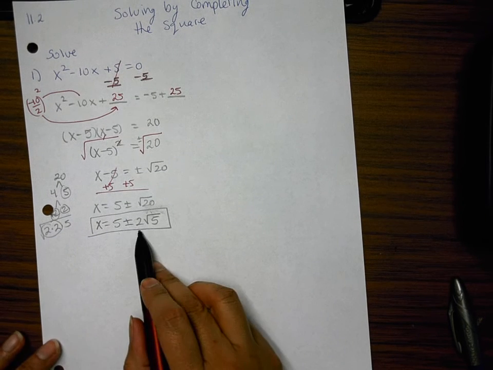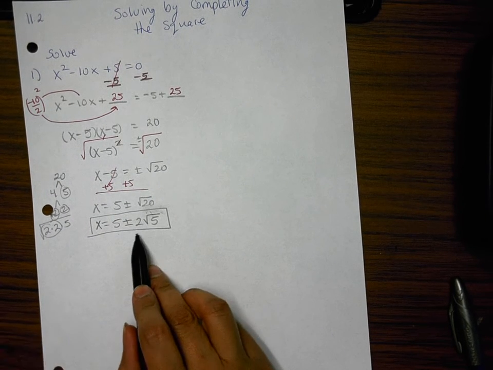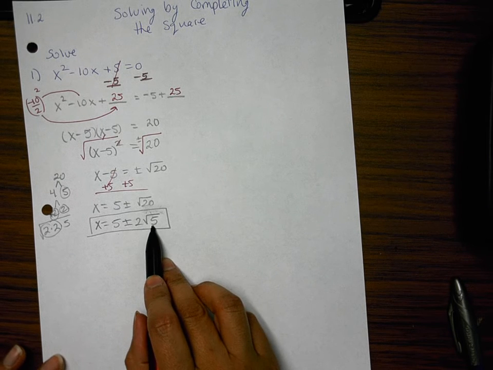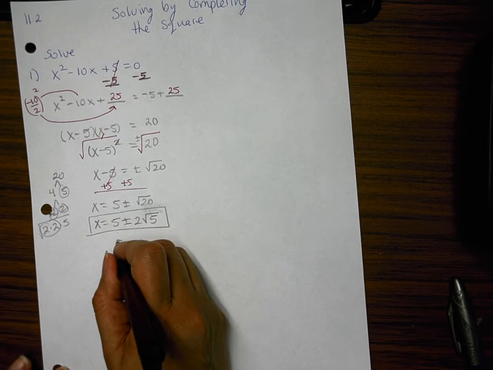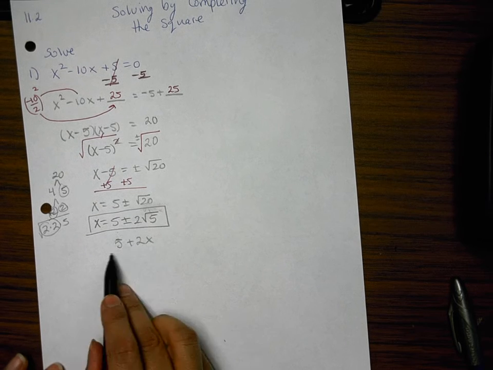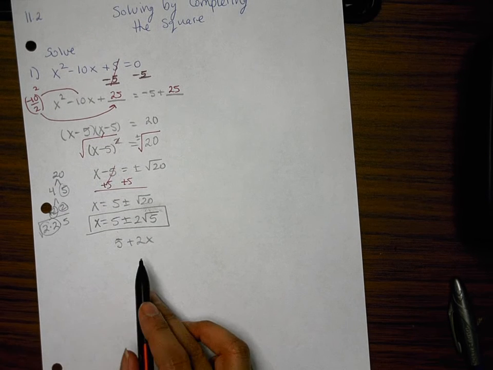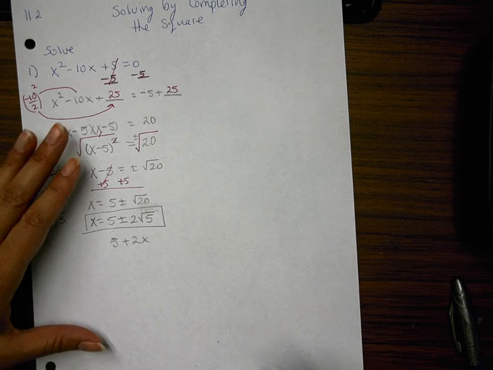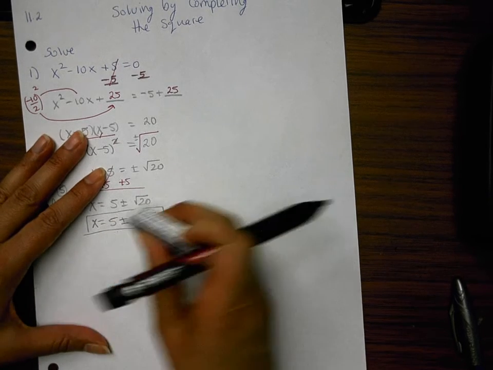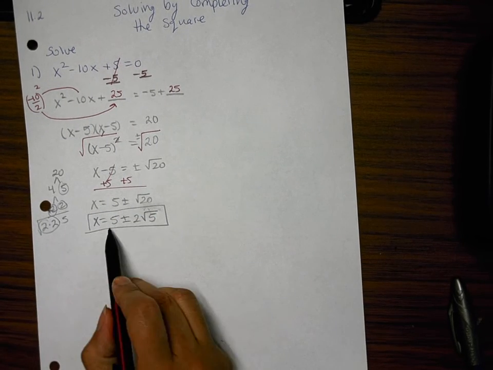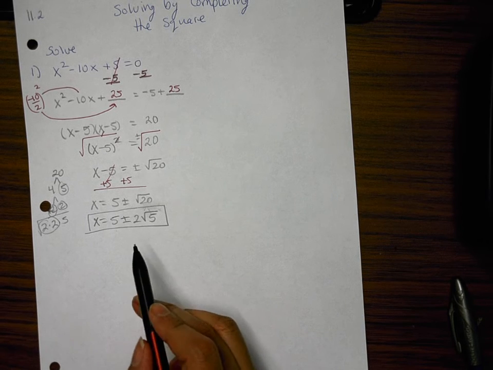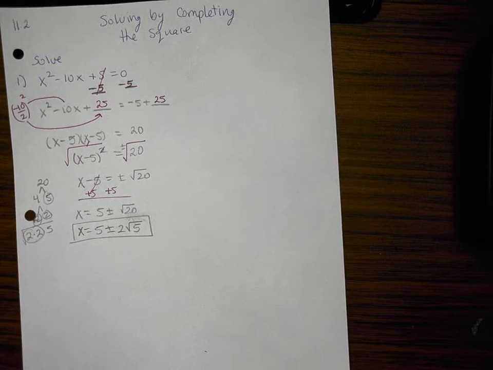Now, you cannot combine 5 plus 2 and 5 minus 2 because the 2 is attached to the root 5. It's like saying something like this. 5 plus 2x, you cannot combine that to be 7 or 7x. It stays separate because they are not like terms. Same concept. This is as far as you can go. You cannot do 5 plus 2 and 5 minus 2 because the 2 is attached to the root 5.